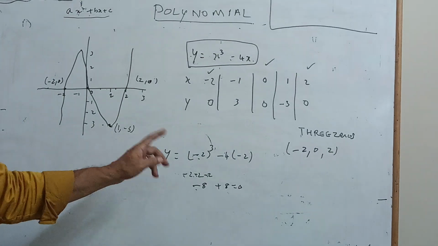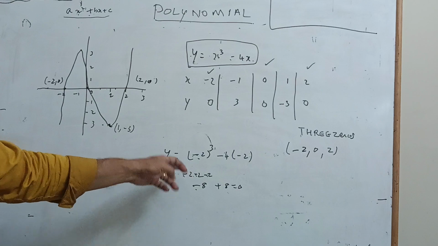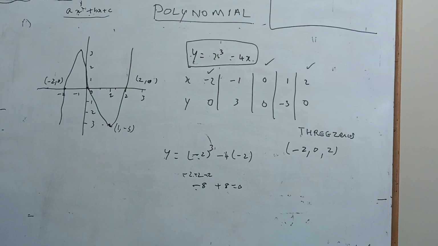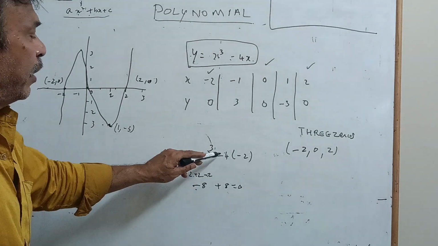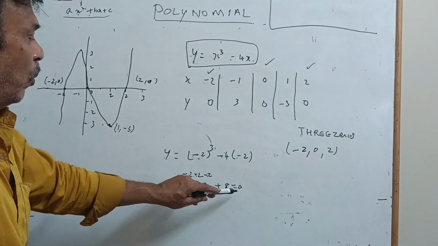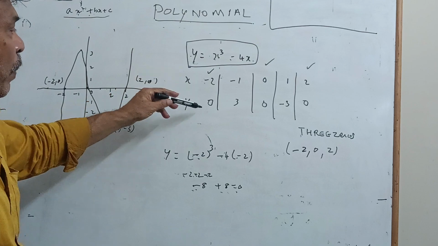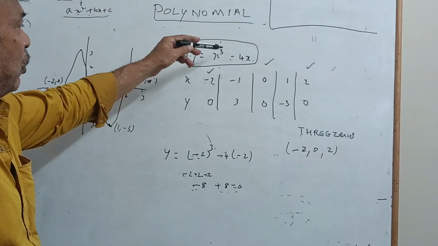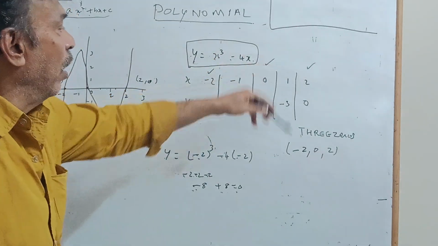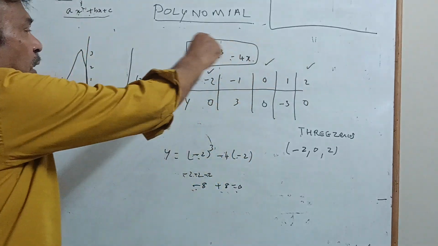You see, three negative signs are coming. So minus 2 into minus 2 is plus 4, and plus 4 into minus 2 is minus 8. Good, you have to understand this. Now minus 4 into minus 2 is 8. So minus 8 plus 8 is equal to 0. So when you substitute x equal to minus 2, y becomes 0. Likewise, you substitute other values and you will get this tabulation column.